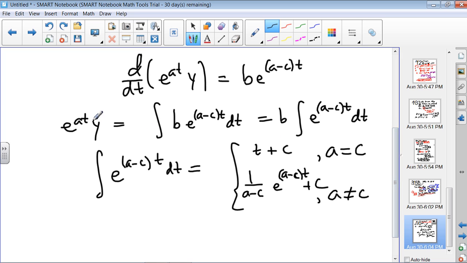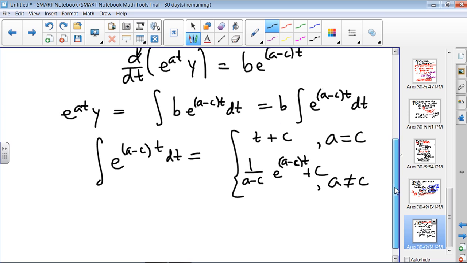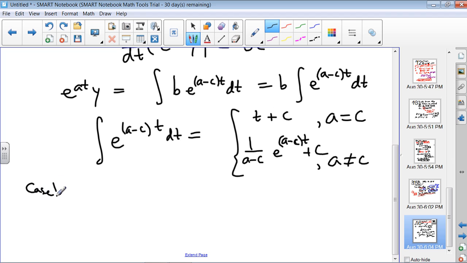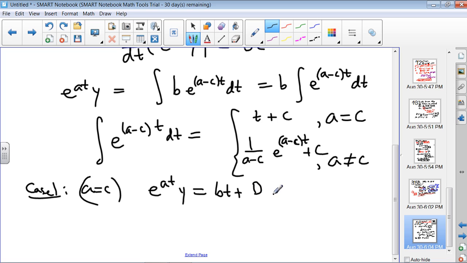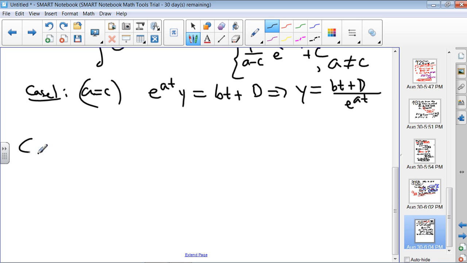All right, so now that we've figured out what our integral is, we notice that our solution has two different cases. So our first case, when a equals c, then our left-hand side is unaffected, but our right-hand side is t plus c times the b. So bt plus some other number. If we solve for y here, we get bt plus some other number times e to the at. And we'll use that in a bit. But let's finish the second case.